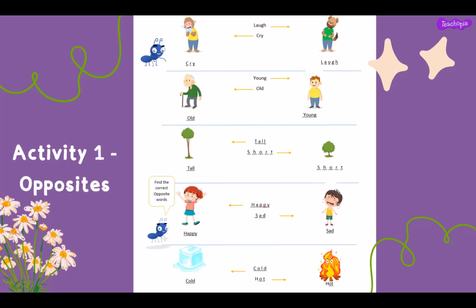The first activity is about putting down opposites. The images will help the learner understand the word. Let's go through this activity. Laugh, cry. Young, old. Tall, short. Happy, sad. Cold, hot.